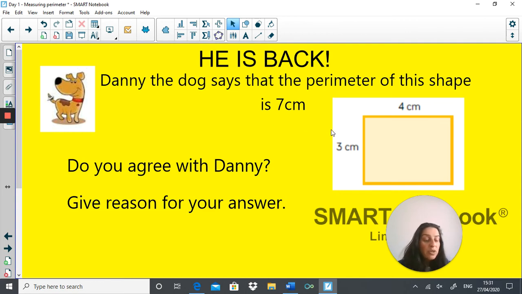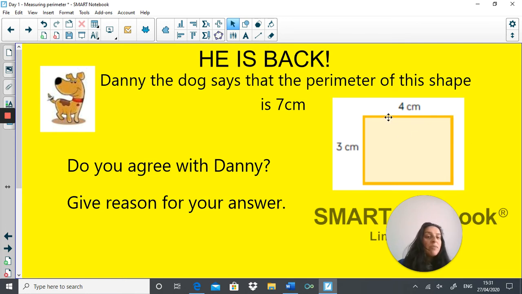But as we know, to work out the perimeter of a 2D shape, you actually need to add all of the sides together. And Danny Dog did not include these two sides. Now, because it's a rectangle, we know opposite sides are the same length. If this is 4 centimeters, that must be 4 centimeters. If this side is 3 centimeters, then that side must be 3 centimeters.